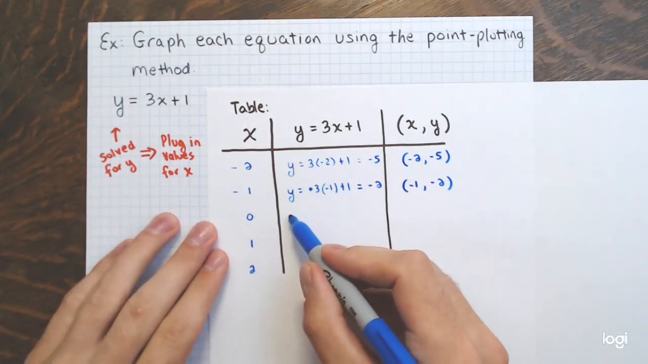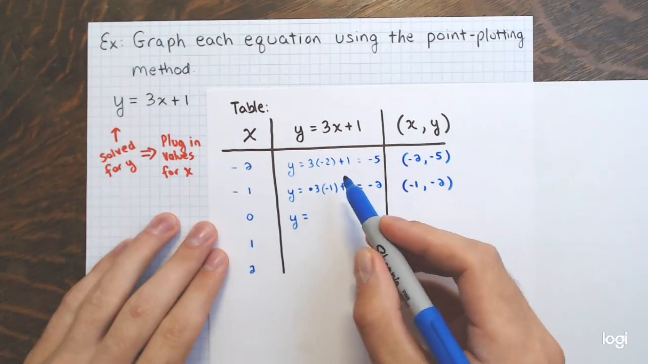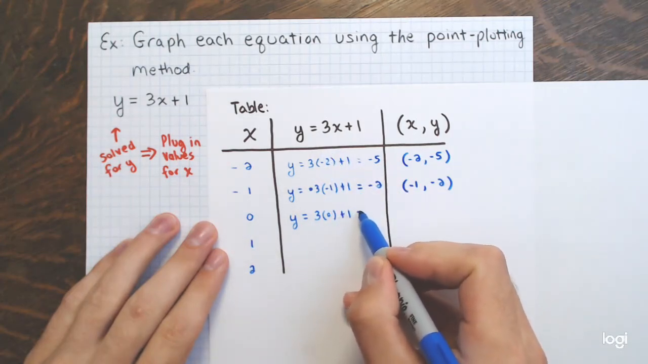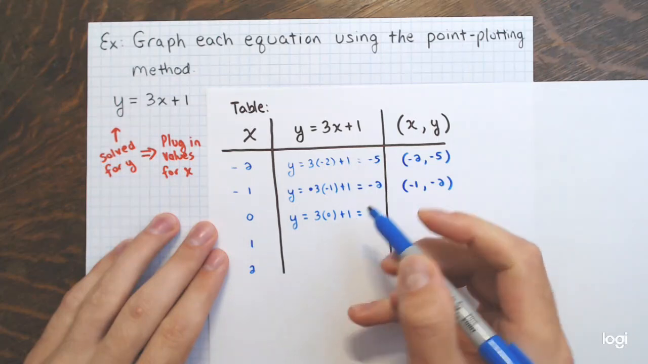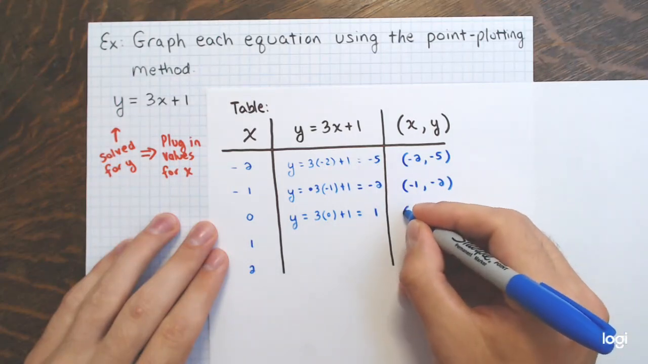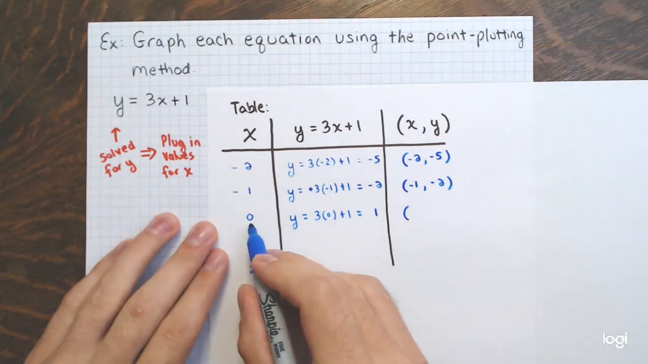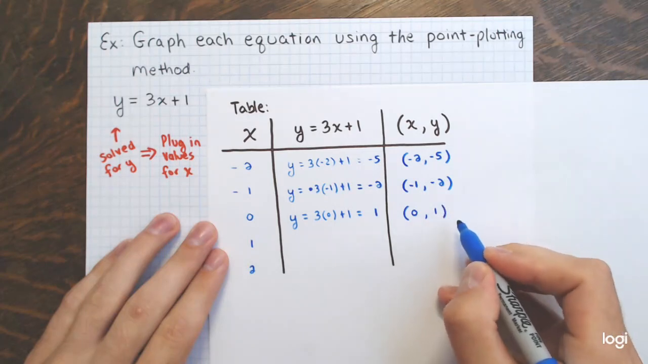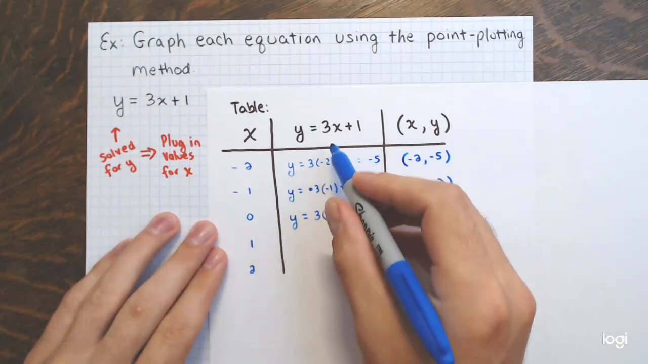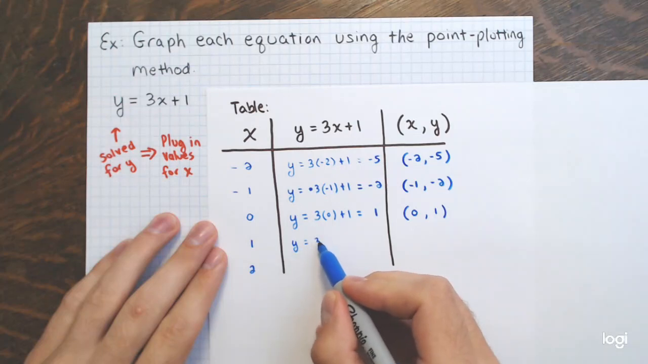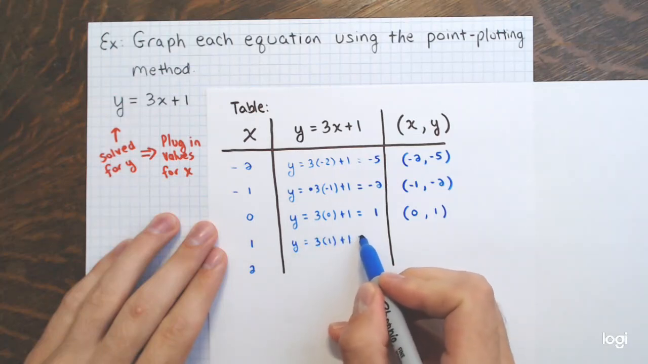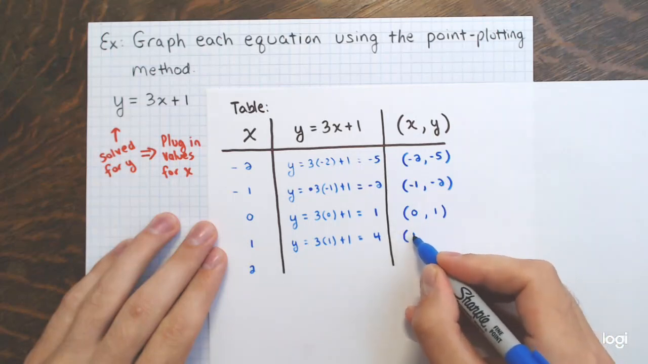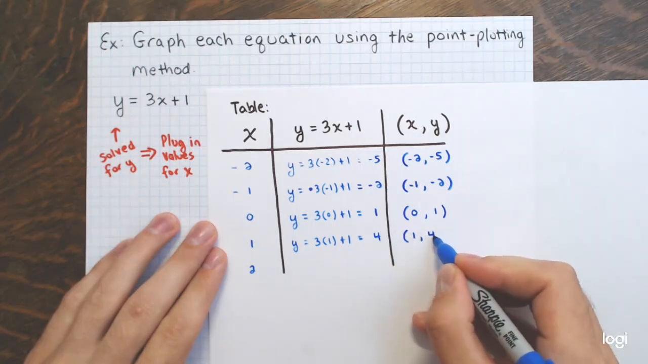0. Again, going back to the equation, y equals, replace x with 0. 3 times 0 plus 1. That's just 1, right? 3 times 0 is 0, plus 1 is 1. So the ordered pair that I'm plotting, the solution to this equation, is 0 for the x value, 1 for the y value, so 0, 1. Plugging in 1, y equals 3 times 1 plus 1, that would be 4, right? 3 plus 1. So the point I'm plotting has an x-coordinate of 1, a y-coordinate of 4.